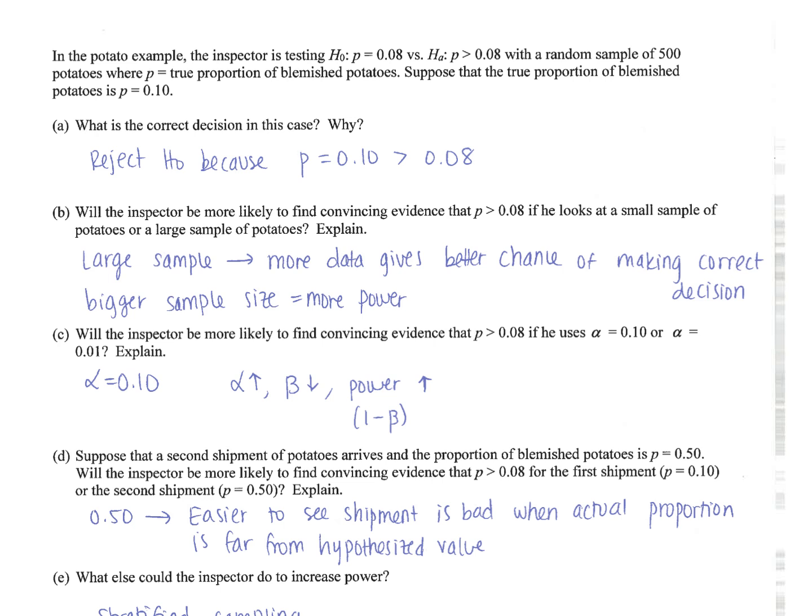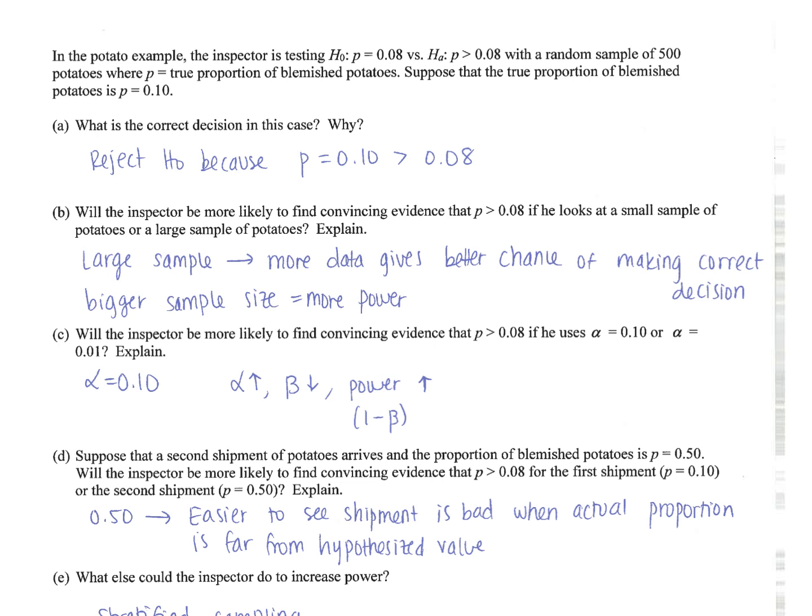So for B, are we going to find convincing evidence? If we are rejecting the null, and we know the null is false, when it says convincing evidence, it's asking, like I said, about power. When is power going to be highest? On the previous page, when we wrote down those 3 factors, if we increase the sample size, it increases power. If we increase alpha, it increases power. If we increase the difference between the true value and the null, it increases power.